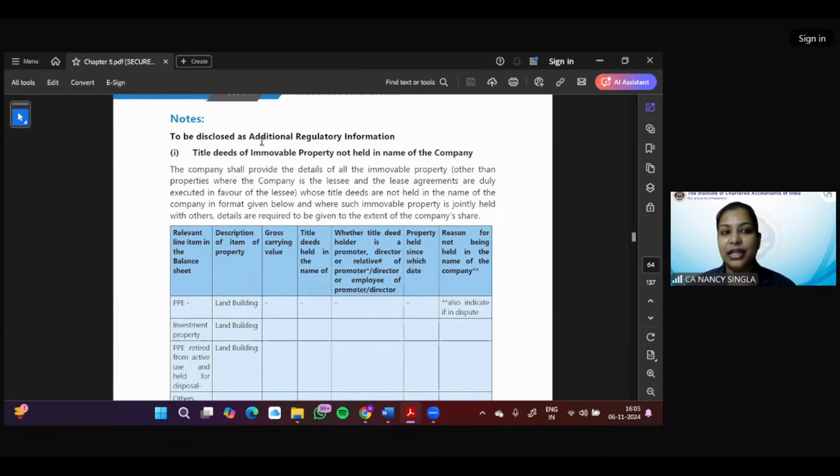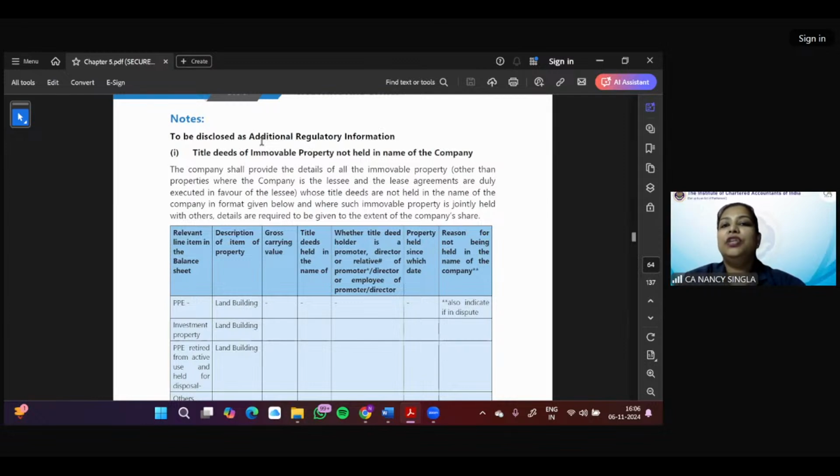So the first point relates to what? Right now I'm discussing the additional regulatory information that the company is required to disclose with respect to PPE. Title deeds of immovable property not held in the name of the company. We are talking about immovable property, not plant and machinery. We are talking about immovable land and building here. Where the land and building has been taken on lease, we are not talking about that, because there the title will be in the name of the lessor itself.